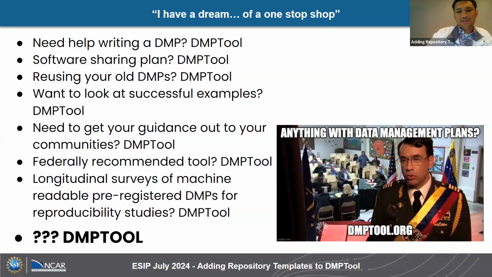DMP tool. If you want to do longitudinal surveys of machine-readable pre-registered DMPs for reproducibility studies and you want to take shots at us, you can still go to DMP tool and write a bot and scrape things and be able to say, oh yeah, we are actually doing what we said. So anyway, anything with data management plans, DMP tool. If not, you go straight to jail.